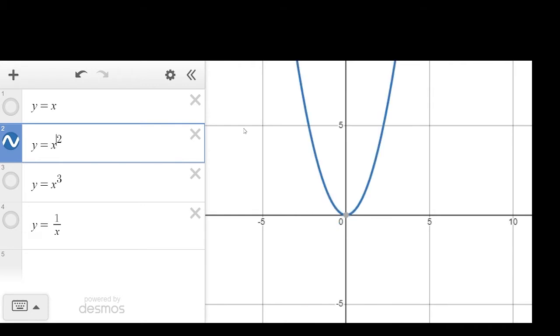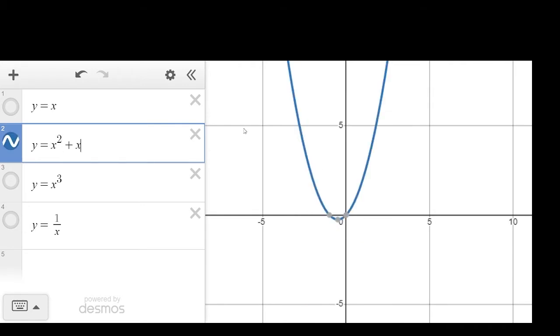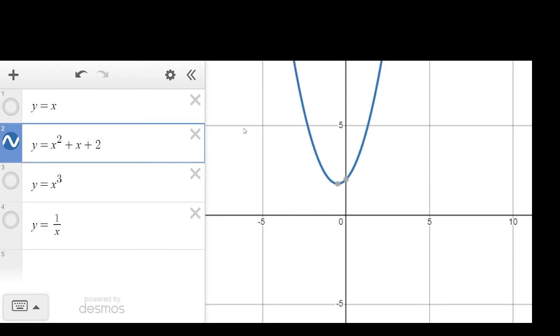X squared graphs can also have x terms and number terms. The key is, as long as it's got an x squared in it, then it's going to have this curved parabola shape.